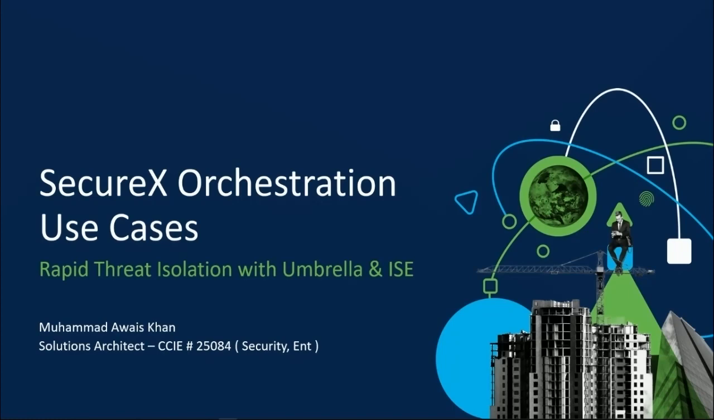So today we are focusing on automating the response to an incident related to a ransomware attack with the help of a workflow which I have created inside SecureX orchestration. This workflow will utilize multiple components of the Cisco Secure portfolio, including Cisco Umbrella and ISE. I named this workflow Rapid Threat Isolation.